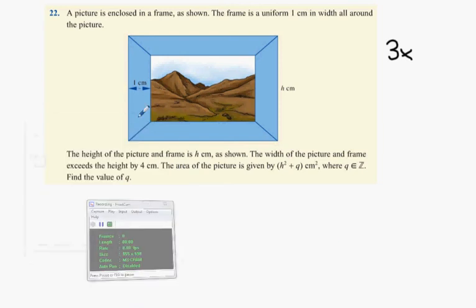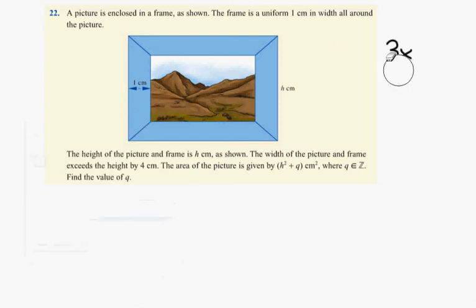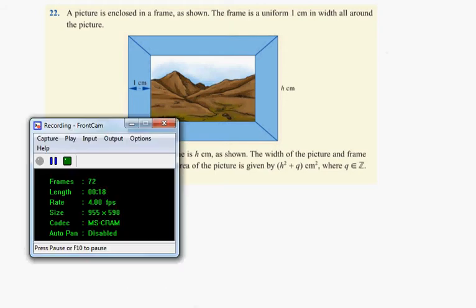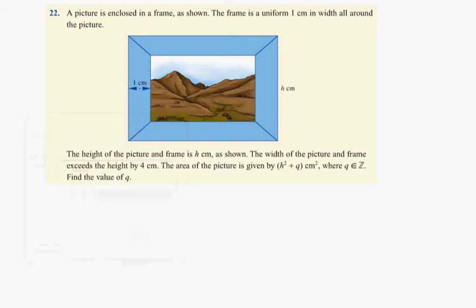So what we got here, guys, is a picture enclosed in the frame as shown. The frame is a uniform 1 centimeter in width all around the picture. The height of the picture, sorry. Okay. Now what we get here is the frame is enclosed a uniform 1 centimeter in width all around the picture.